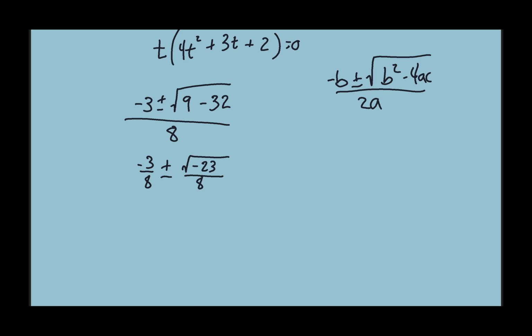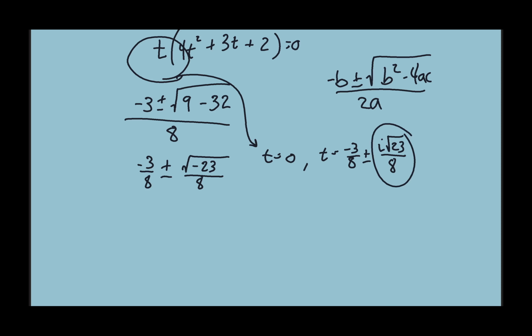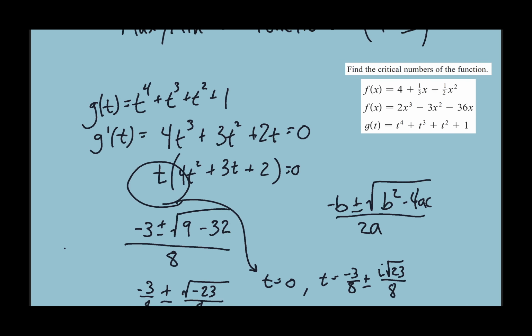That doesn't feel right, but I'm told I say I feel things too much, so maybe it is. I think it is. So we'll just keep it like this, and we'll say our answers are this guy, t equals 0, and the other would be t equals negative 3/8 plus or minus i root 23 over 8. And that means it doesn't really exist, and that makes sense because everything here is being positive.